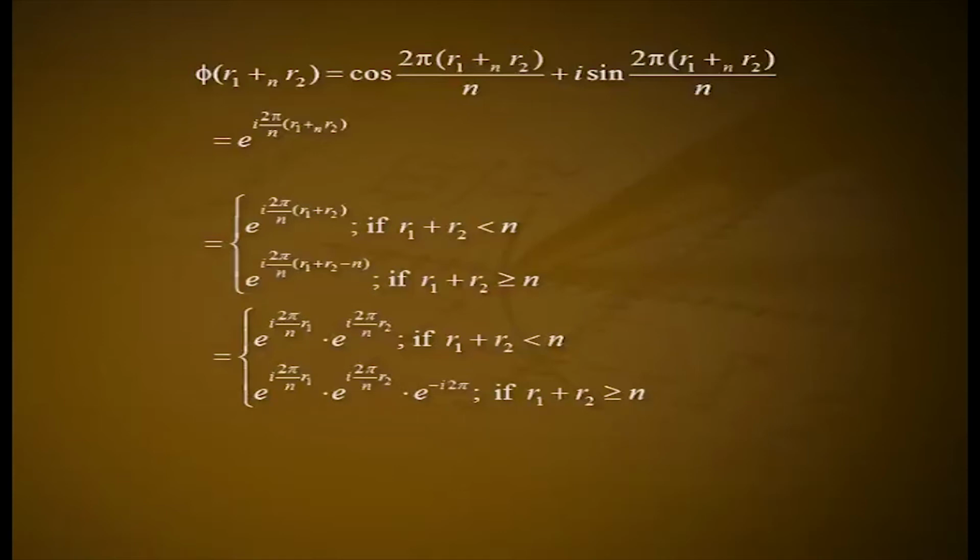if r1 plus r2 less than n, or e raised to i 2 pi by n r1 into e raised to i 2 pi by n r2 into e raised to minus i 2 pi if r1 plus r2 greater than or equal to n, which is equal to e raised to i 2 pi by n r1 into e raised to i 2 pi by n r2, since e raised to minus i 2 pi is equal to 1, which is equal to phi of r1 into phi of r2. Hence, phi is an isomorphism between the given two binary structures and hence they are isomorphic.